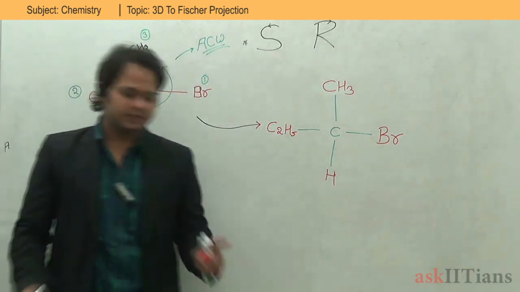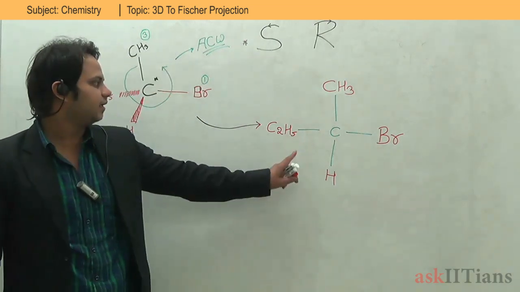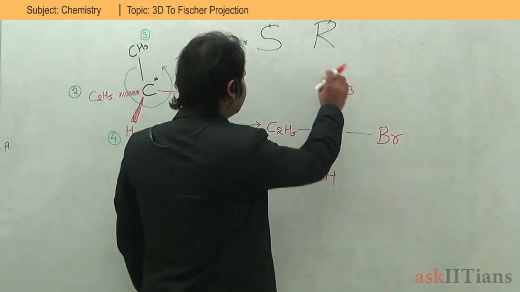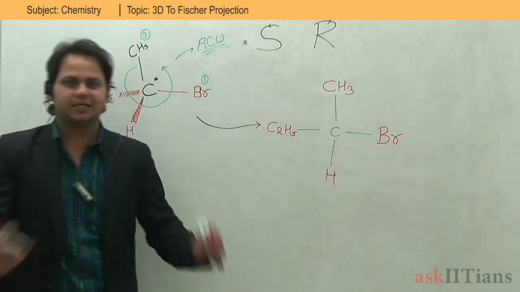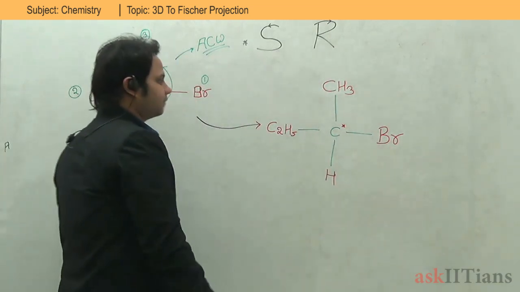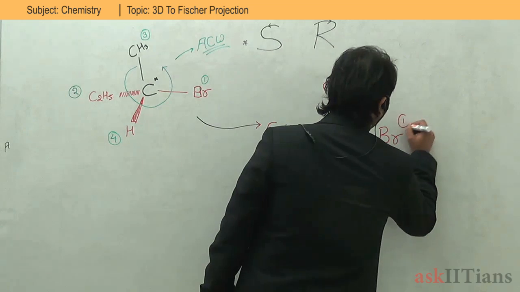I don't follow any rules or regulations here to define the Fischer projection. I just define these positions arbitrarily. That's it. I just place those substituents arbitrarily, right? Now this is my chiral carbon atom. Now place the numbering. Br we have to take as the first.